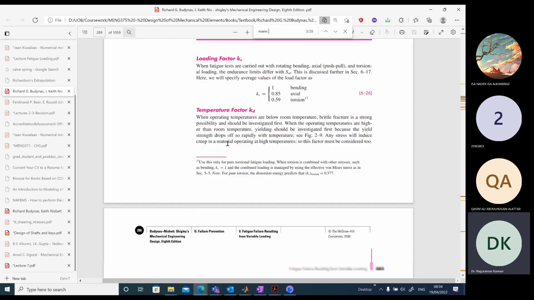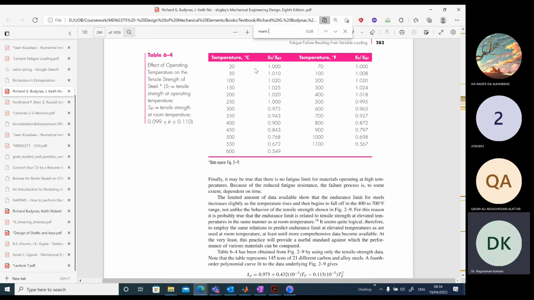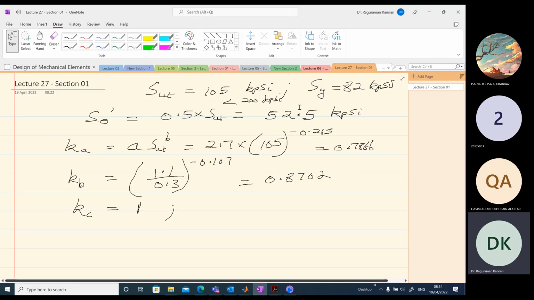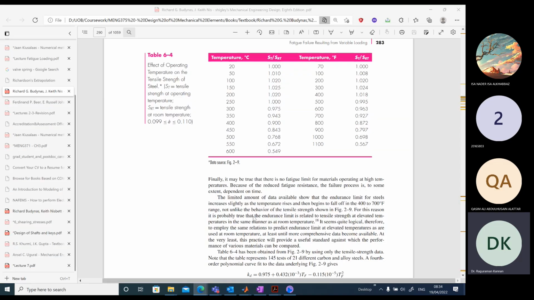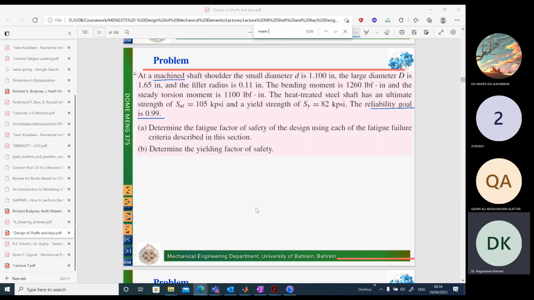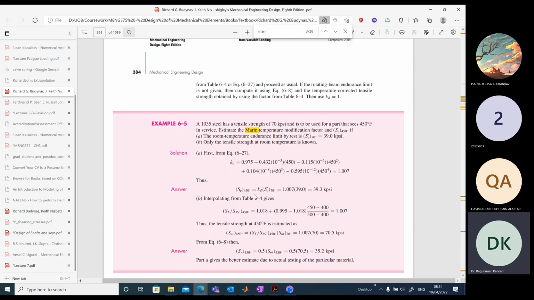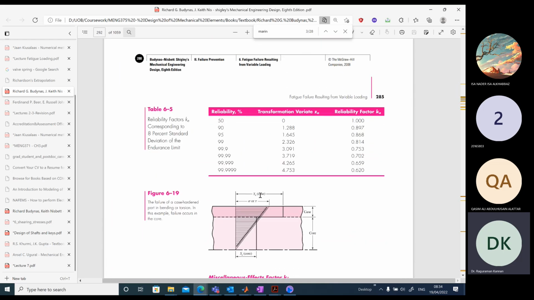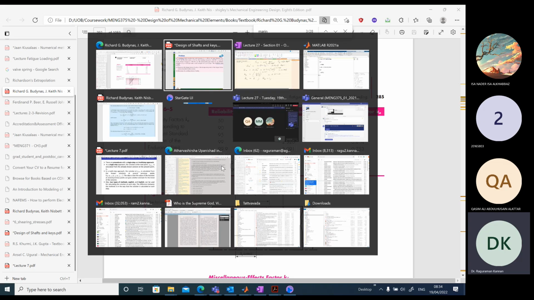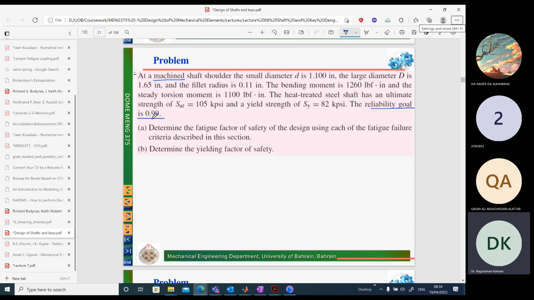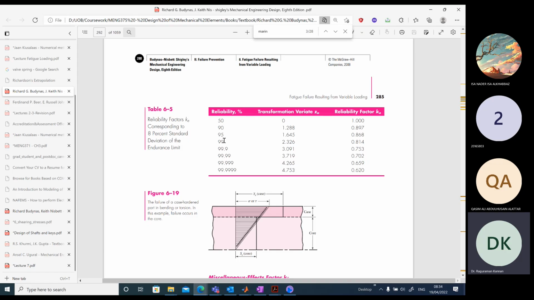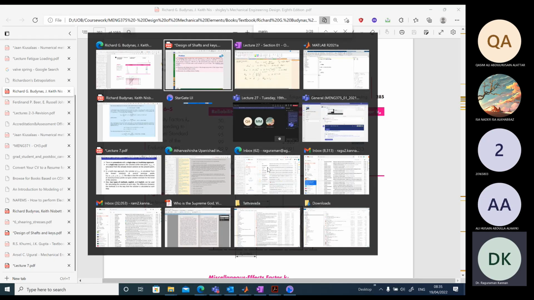Let's go for Kd. Kd is temperature. Since no information is given about temperature, we take Kd equal to 1 by default. Okay, Ke is the reliability factor. We are given reliability 99%. And from the table, we directly take it. We can see here 0.99, which is 99%, and corresponding to 99%, Ke is 0.814.